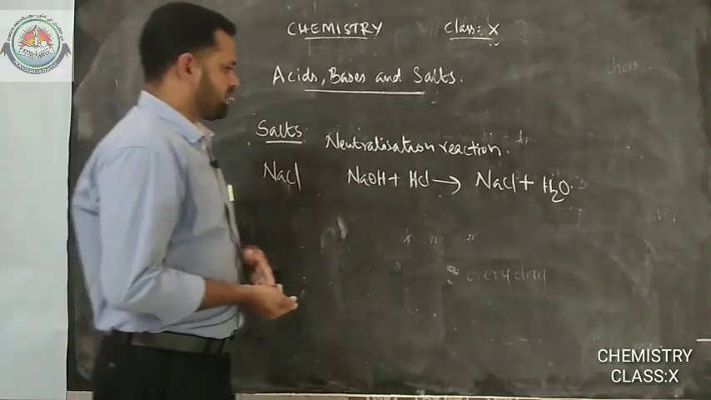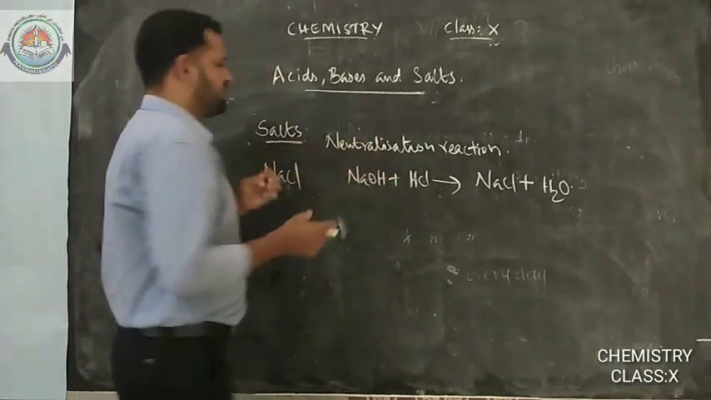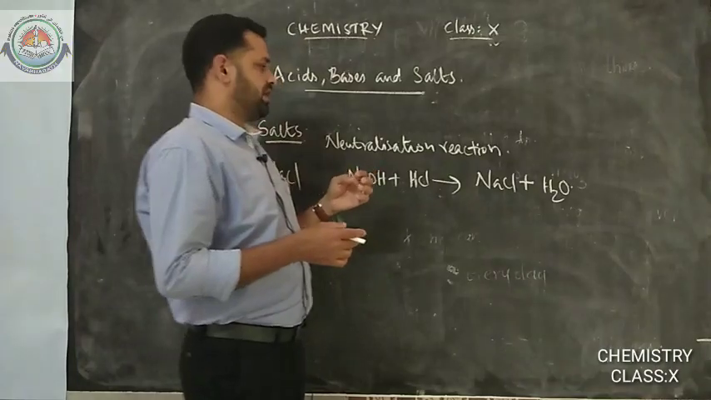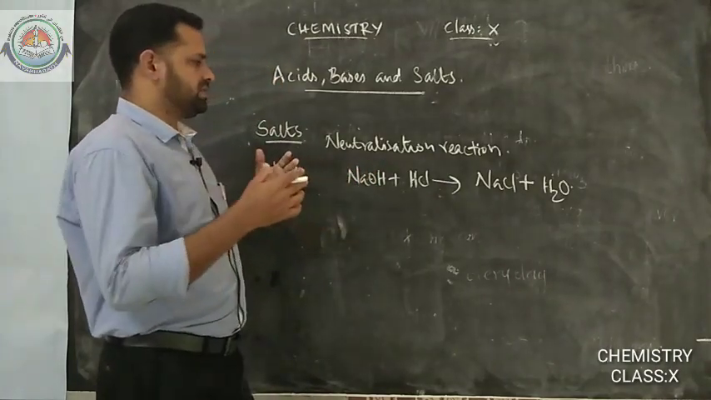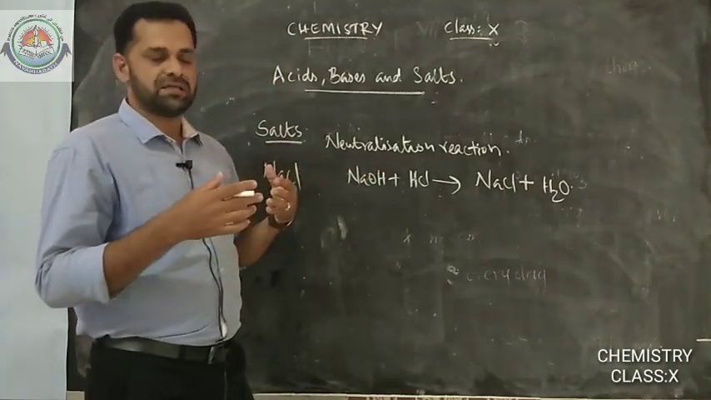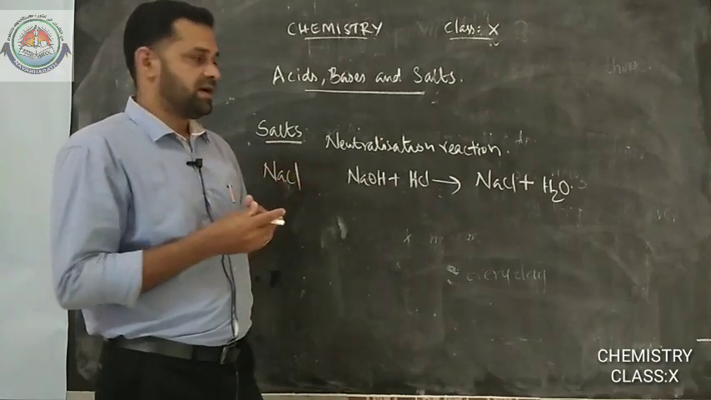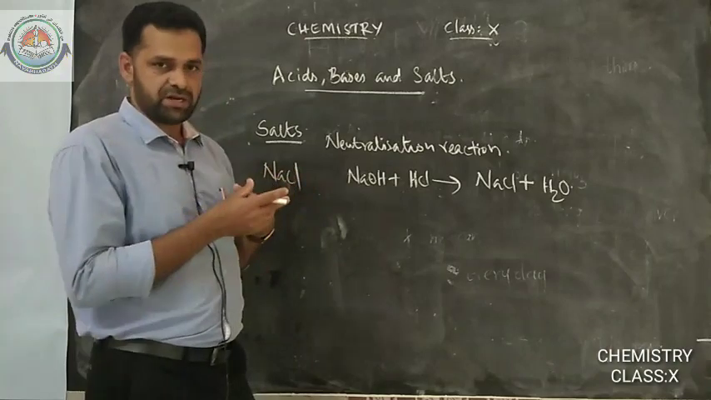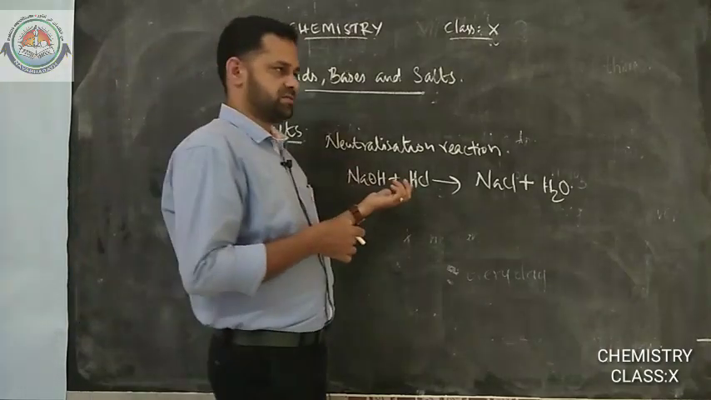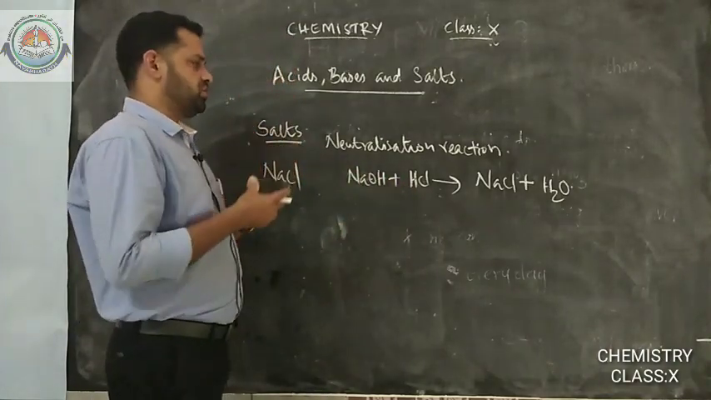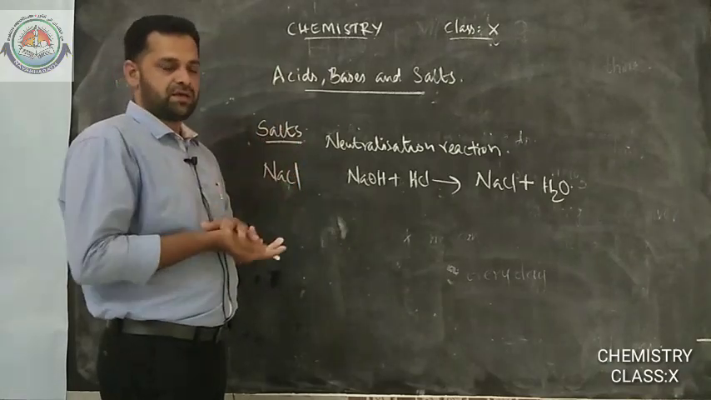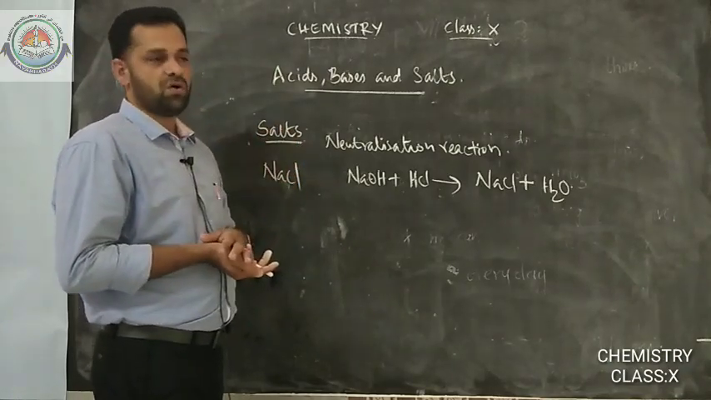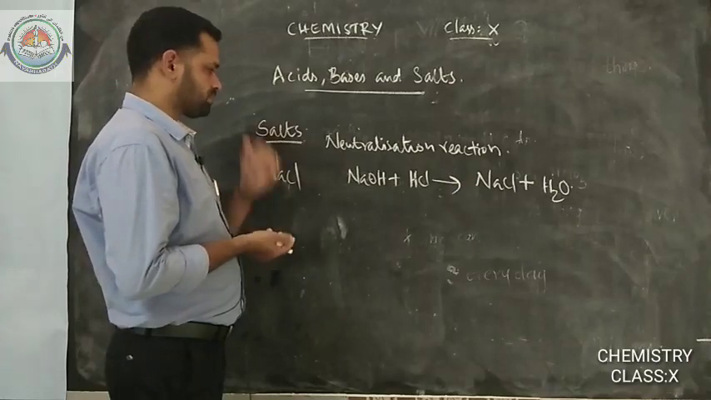And see, the actions of these acids and bases are opposite to each other, and that is why they neutralize. They are opposite in action, and that's why they neutralize each other. When acids and bases undergo any type of chemical reaction, they undergo a neutralization reaction.